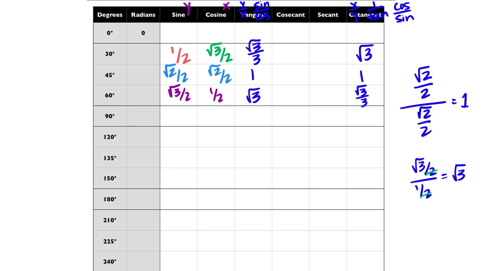Okay, what do you know about secant? Or sorry, cosecant. Let's talk about cosecant first. Cosecant is the reciprocal of sine. So we can call it 1 over sine. So if sine is 1/2, what would cosecant be? 2. What about secant? What is secant? Secant is 1 over cosine, the reciprocal of cosine. So if cosine is 1/2, what is secant?